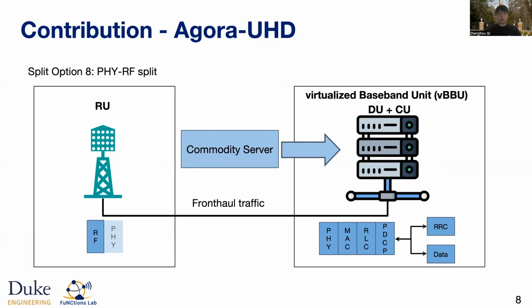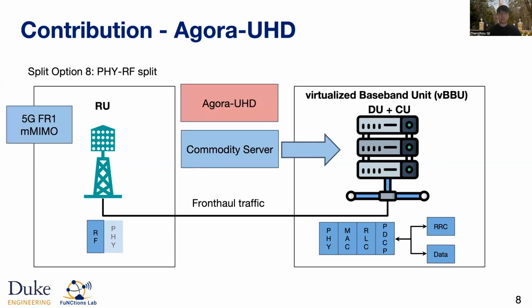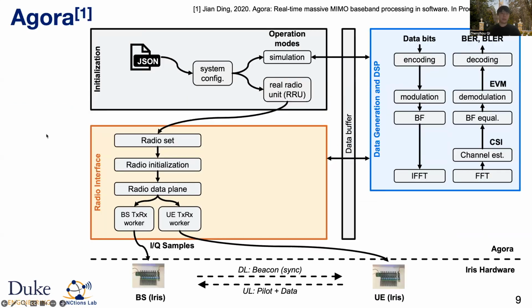So we first introduced Agora UHD, which enables UHD-based software-defined radios, the SDRs, to interface with Agora. With this, we can do experiments with 5G FR1 massive MIMO radios using more general USRPs. And let's dive deeper into our system design. This shows Agora's design.